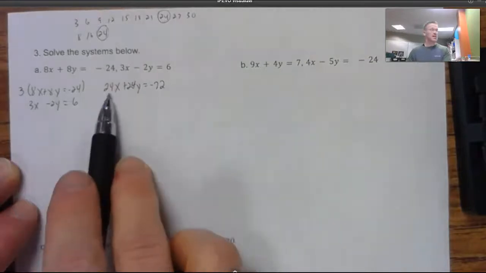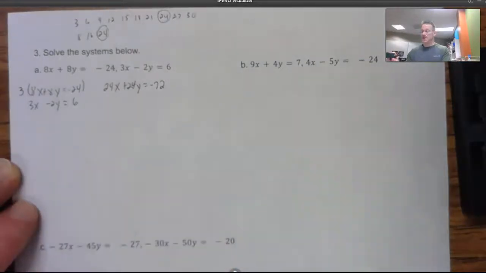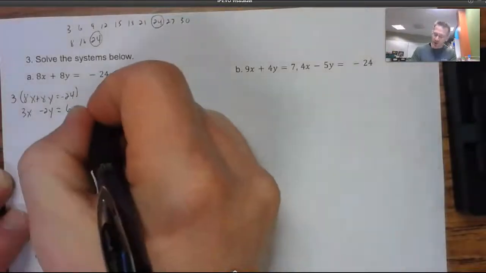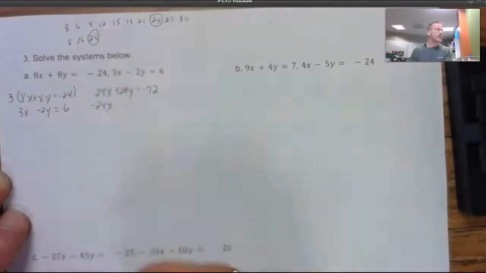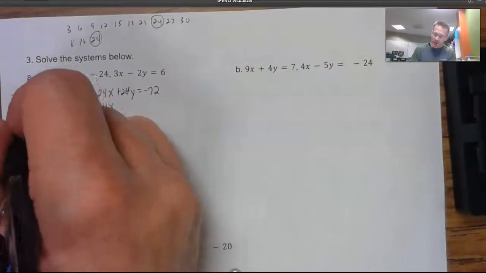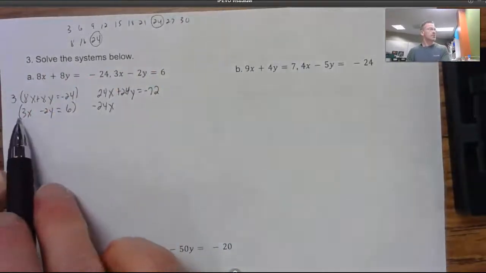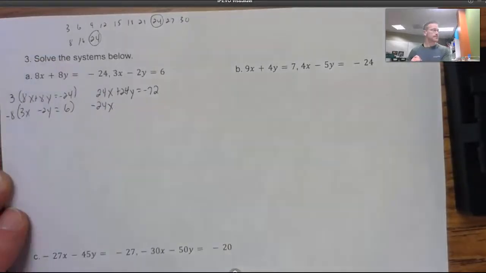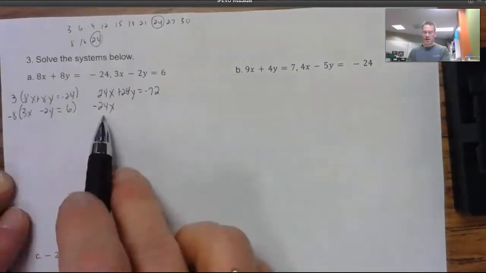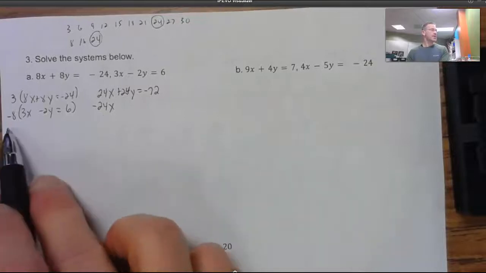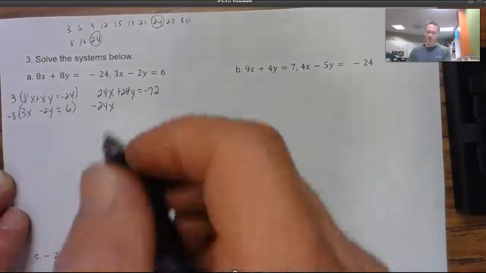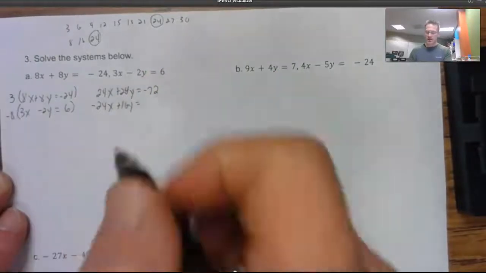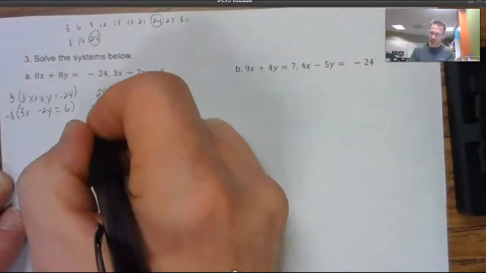All right, so notice if this is 24x, I want this to be -24x so that they will eliminate. So now I'm going to come back to the second equation. Now, what do I have to multiply 3 by to get to -24? And that would be -8. So -8 times 3x is -24x. That's what I want. -8 times -2, that's a positive 16y. All right, -8 times 6, that's a -48.